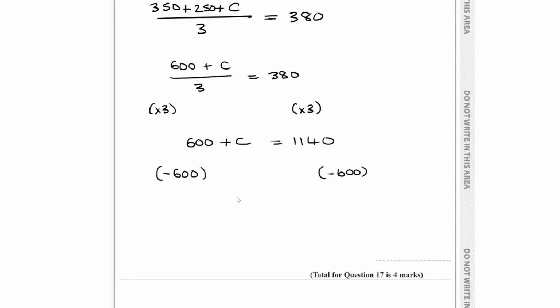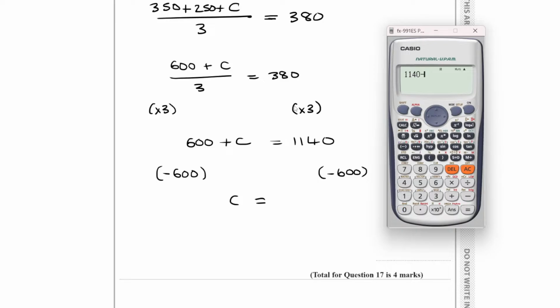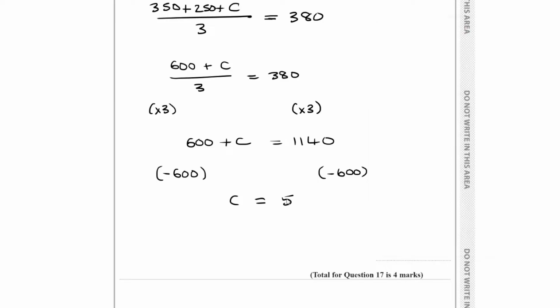So subtract it across, c is equal, so that would just obviously cancel out the 600s. And then 1,140 minus 600 gives you 540. So I have reversed the mean. I've done literally the opposite process, haven't I, as you would normally do to find the mean. So that means that there are 540 seats in Cinema C.